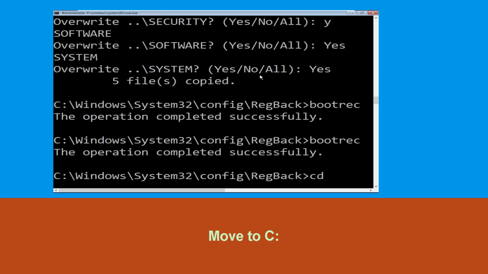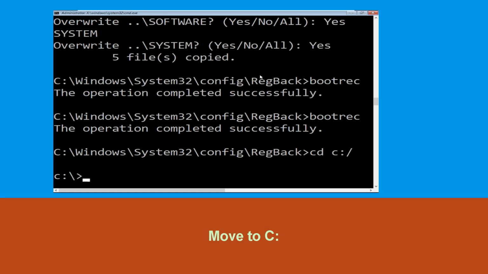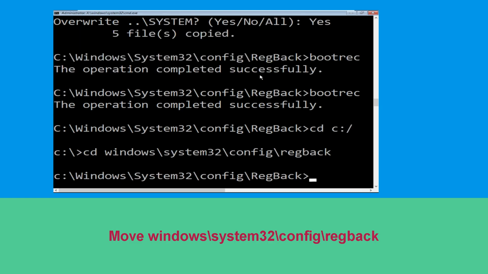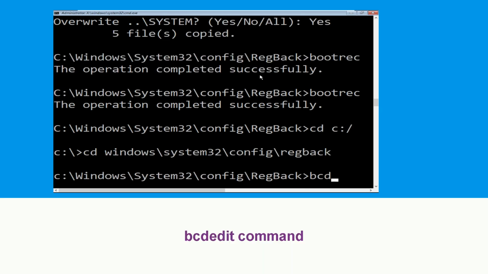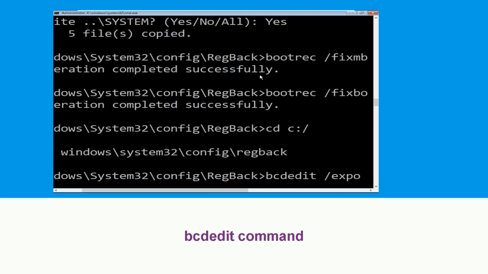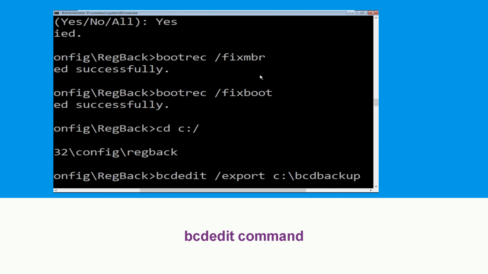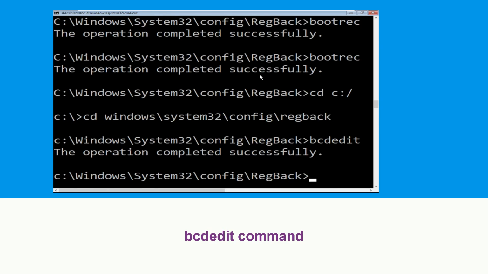Now type in cd space C:/ and simply hit enter to execute the command. Now execute this command. Type cd space Windows/System32/config/regback, then simply hit enter to execute this command. Now type this command bcdedit space /export space C:/bcdbackup, then hit enter.